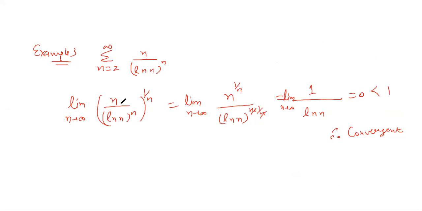It's just n raised to power 1 by n. न्यूमरेटर में n रेज टू पावर 1/n बना, which is 1. डिनोमिनेटर में log n whole की पावर n था, raised to power 1/n, so it's just log n. So 1 by log n is 0. We know that 0 is less than 1, therefore this is convergent.